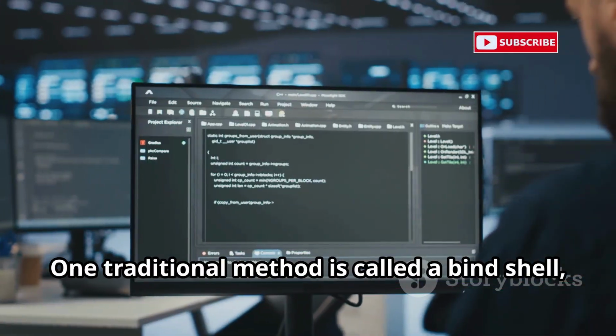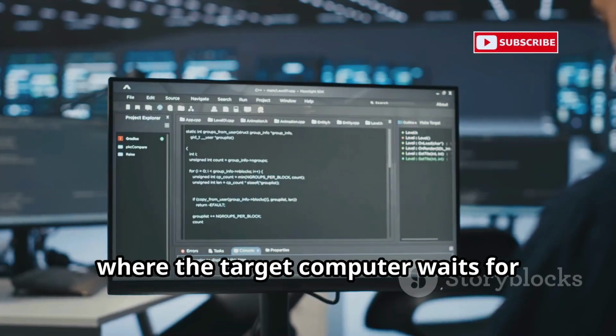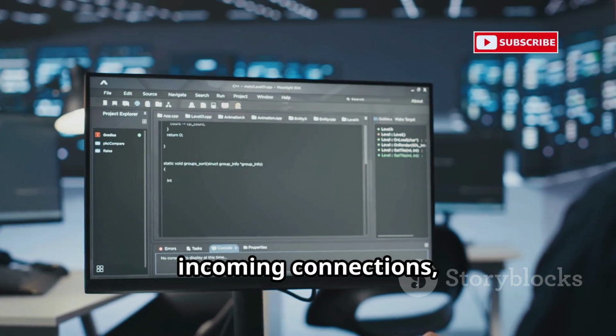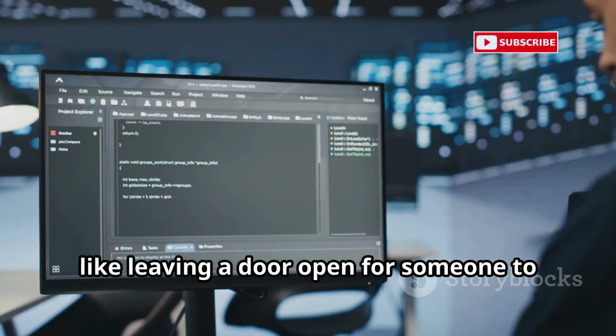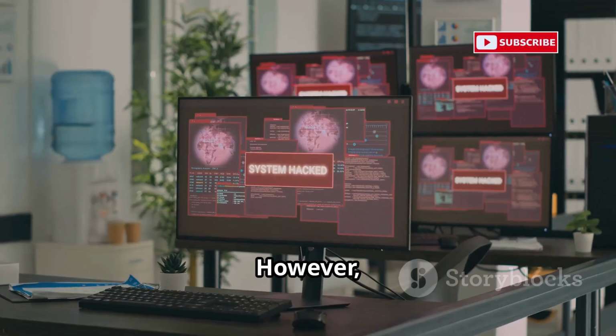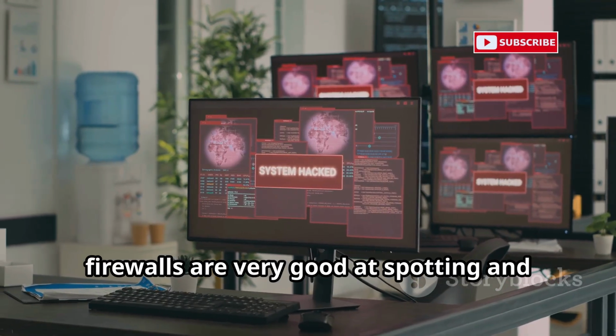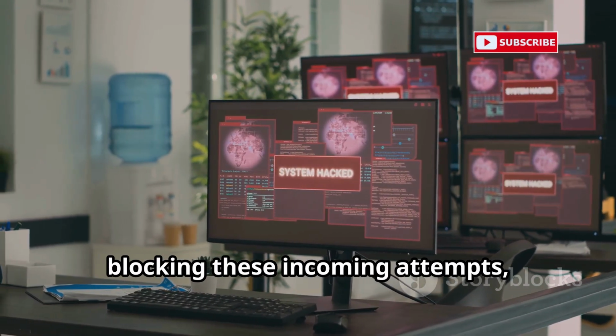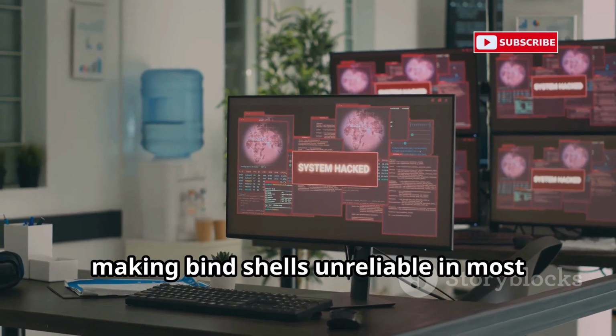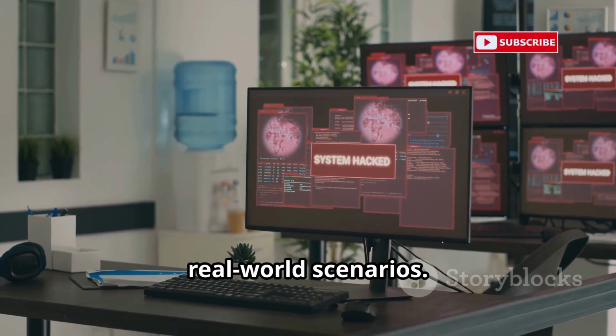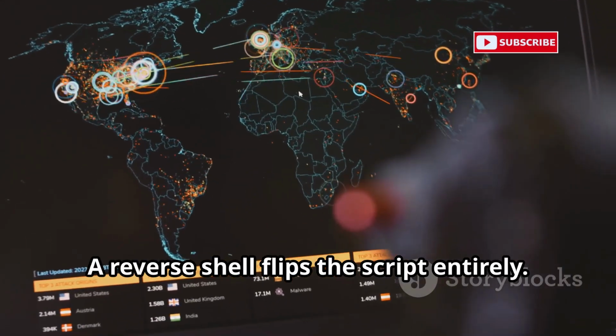One traditional method is called a bind shell, where the target computer waits for incoming connections, like leaving a door open for someone to walk in. However, firewalls are very good at spotting and blocking these incoming attempts, making bind shells unreliable in most real-world scenarios. A reverse shell flips the script entirely.